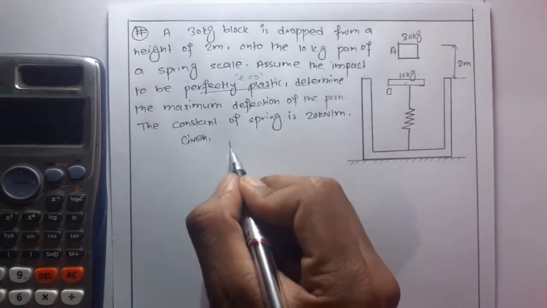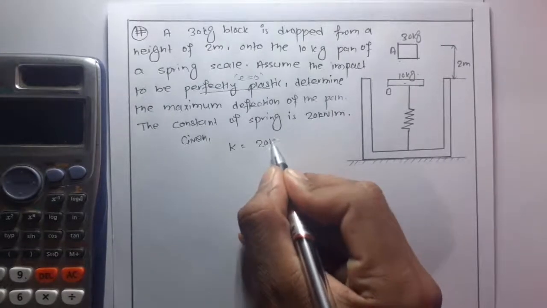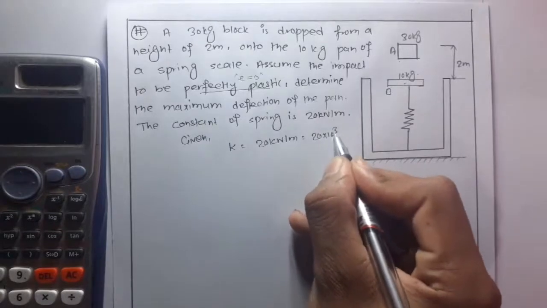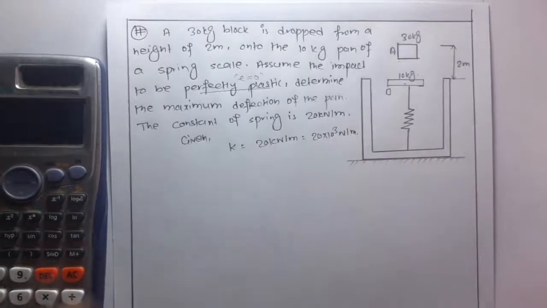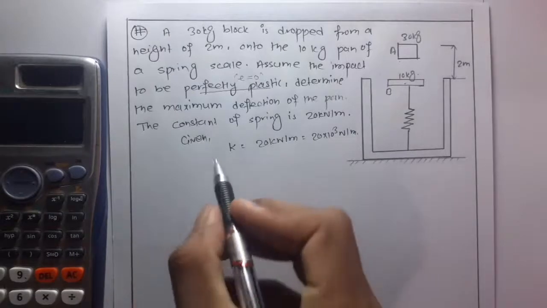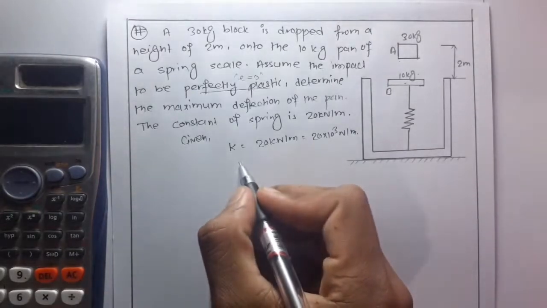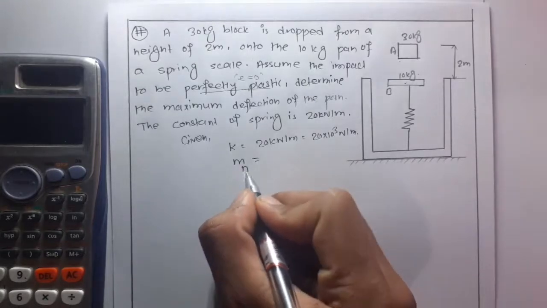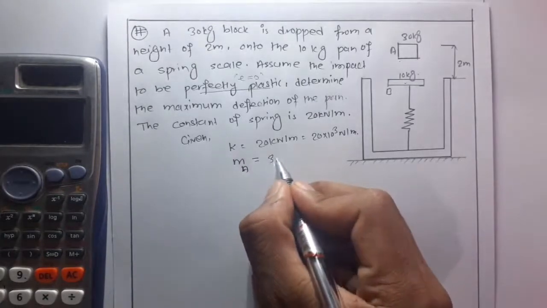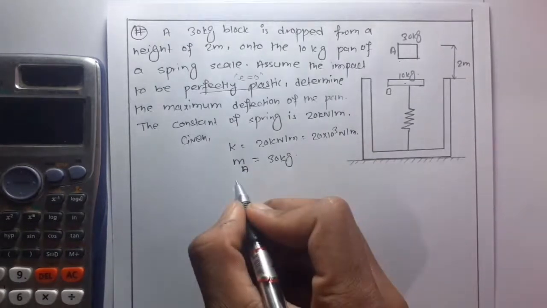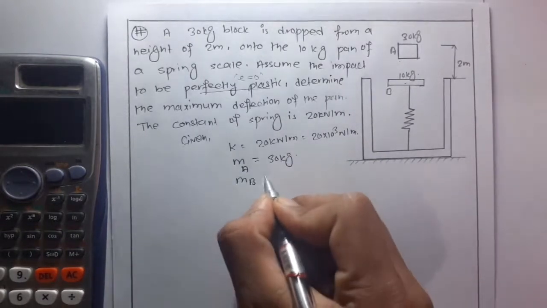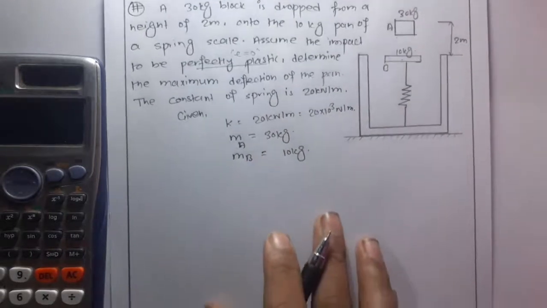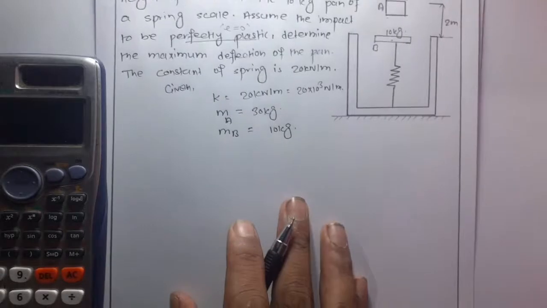For that, given the spring constant k is equal to 20 kN per meter, this is 20 into 10 to the power 3 Newton per meter, and the mass of block A is 30 kg and mass of B is 10 kg.